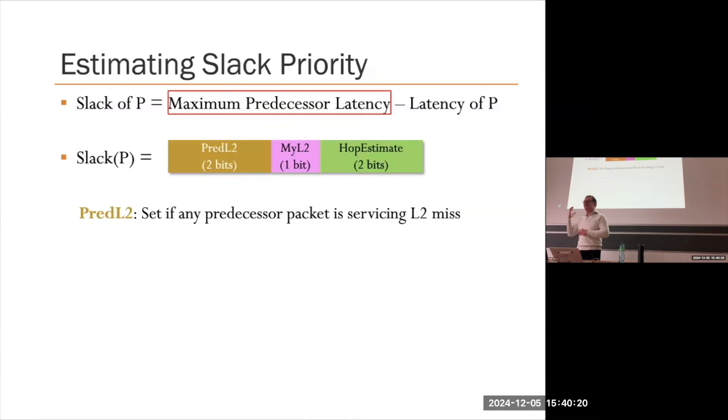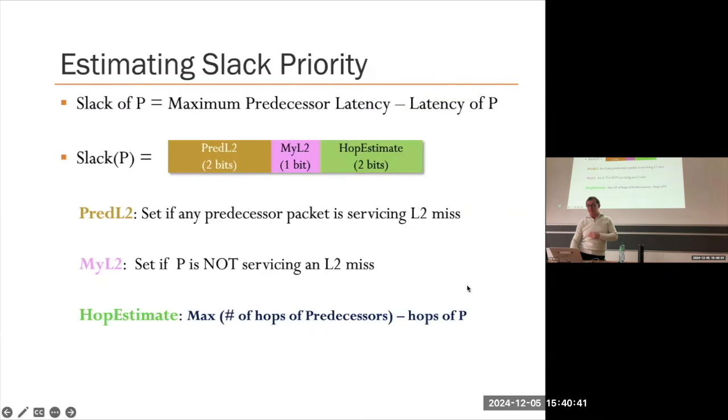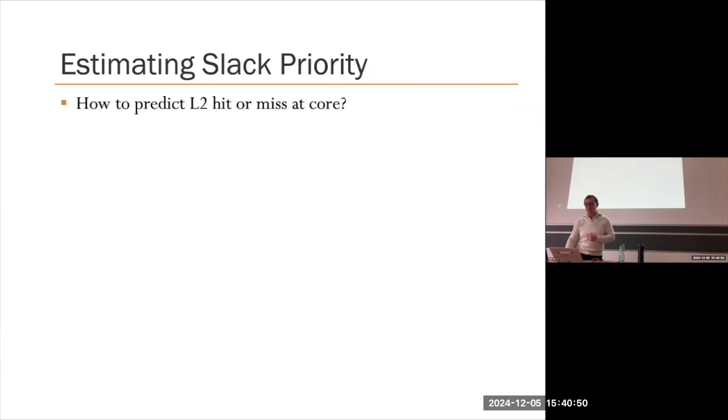If you remember an earlier lecture, we talked about Hermes, right? Whether something will become an L2 miss. Now you can connect some of these concepts. So there are other benefits to predicting whether you'll get an L2 miss. Okay, so that's the latency of P. And so this my L2 is set if P is not servicing an L2 miss. You can read the paper for more detail. And essentially, we have a hop estimate that's the maximum number of hops of predecessors minus the hops of P. So this is simplistic, but the results show that it works reasonably.